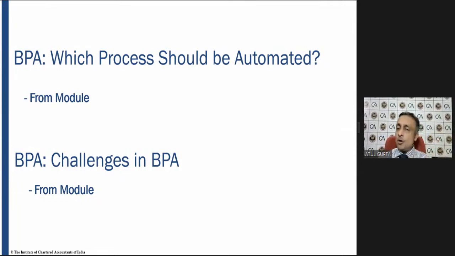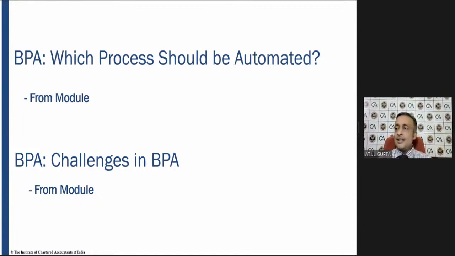So the first new topic was which process should be automated. Let me repeat. Those processes which are repetitive, which have high volume, which have many people working on them, which are time sensitive, which require compliance and audit trails, and which are interlinked to many other processes. All these processes can be automated. That is the first new topic that has been added in the module.